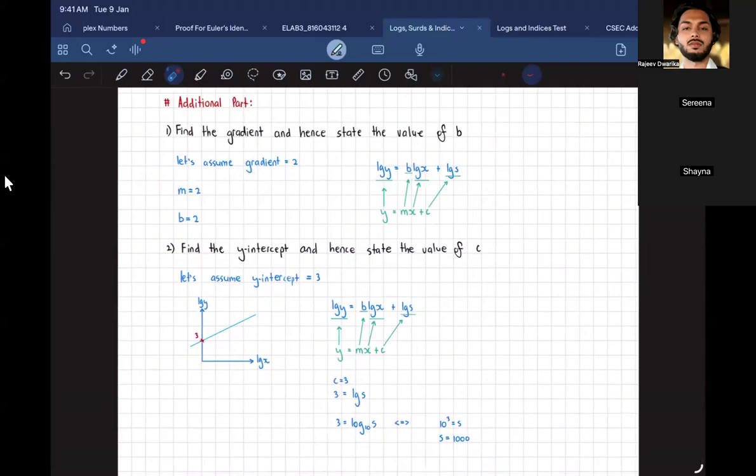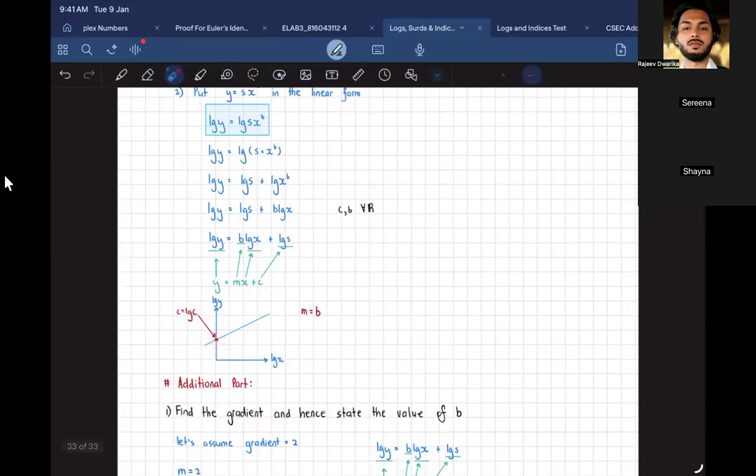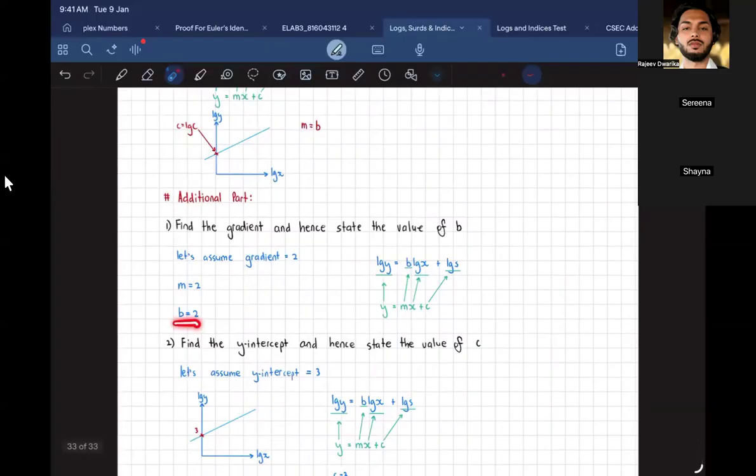So I was saying, what they would do is tell you to find the gradient and hence find the value of B or whatever. And then they might say, find the y-intercept and hence find the value of C. They like to do that. So Shayna, you had to understand something, right? In this particular relationship, M was equal to B. Yes, sir. So if you take 2 points when you plot the graph and find the gradient, then the gradient would be equal to B, right? So B would be equal to 2. We're just assuming that the gradient is 2, right?